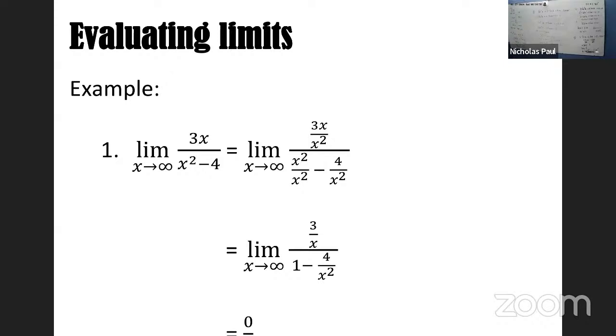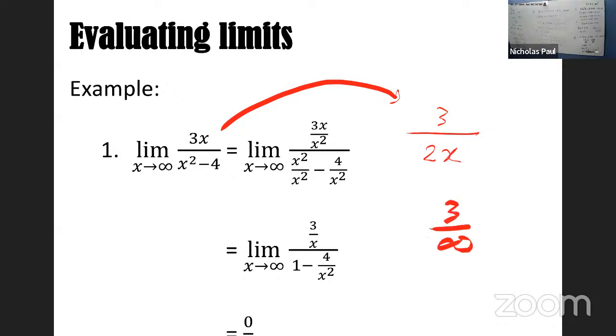Let me show you what I'm talking about. Differential of 3x is 3, differential of x squared minus 4 is 2x. Plug in infinity. What do you get? 3 over infinity.